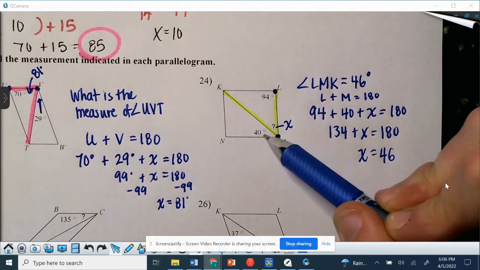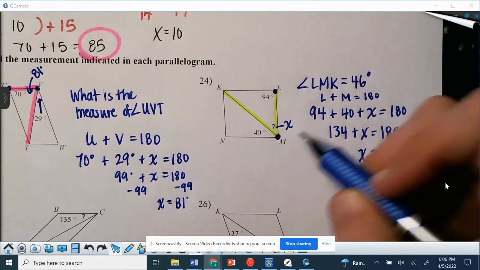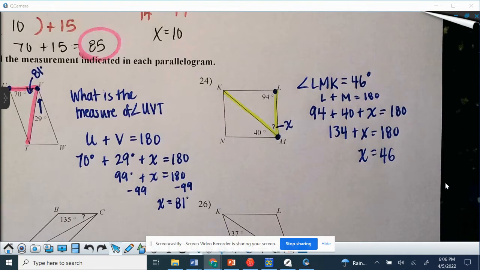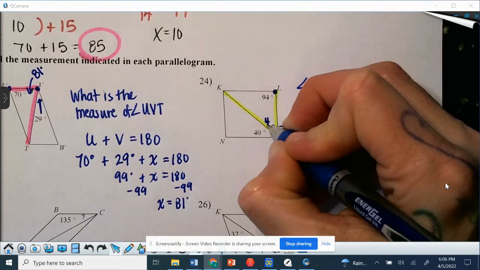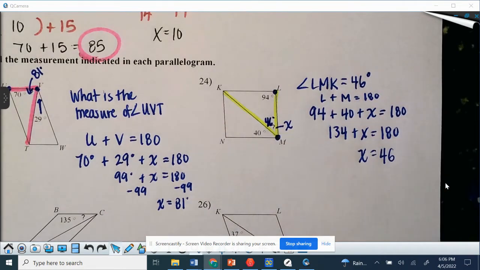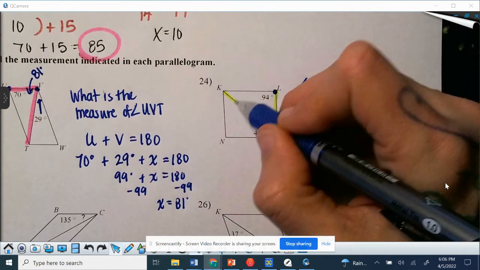KMN is equal to 40. So again, you can't call this angle M as a total unless you said that angle M is 86 degrees, which they may ask you as well. And that would be adding that 46 we just solved for and the 40 together. Now remember, if you have this side, you should have this side.